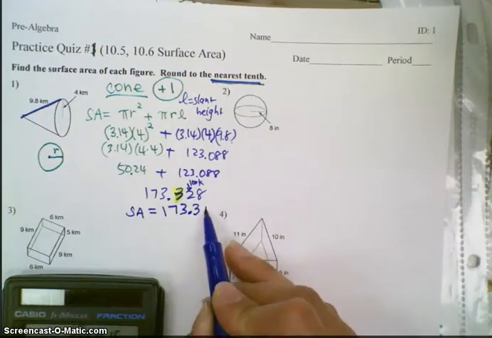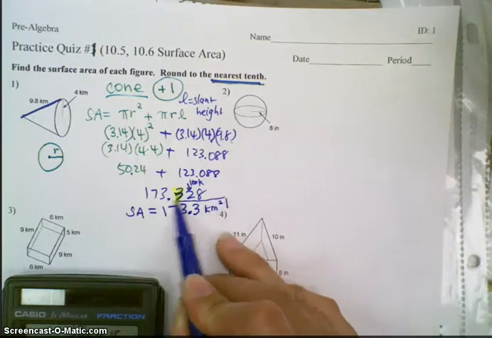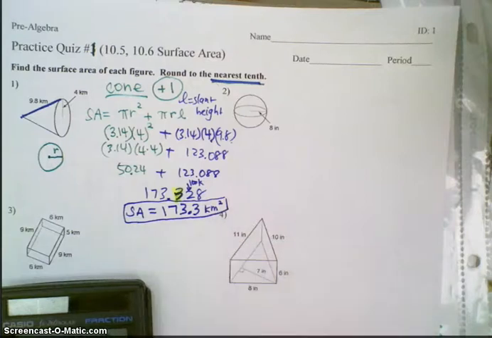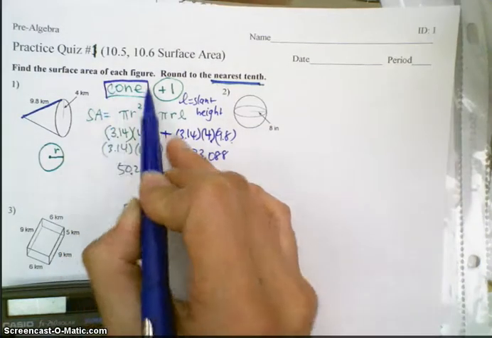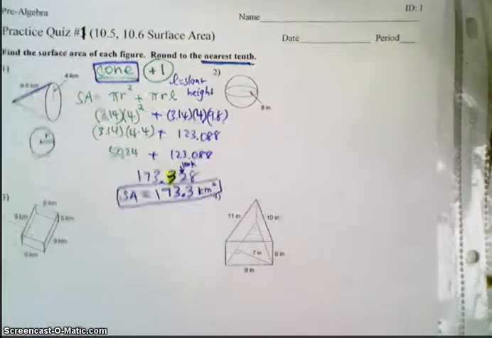So I'm going to label my answer as kilometers. It's squared because area is always square units. And that's my surface area answer. And I got a point for also saying the answer was a cone. Okay? Alright, let's try number 4.